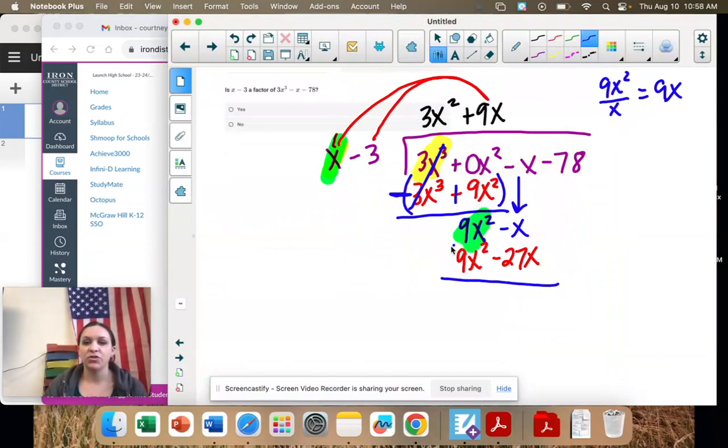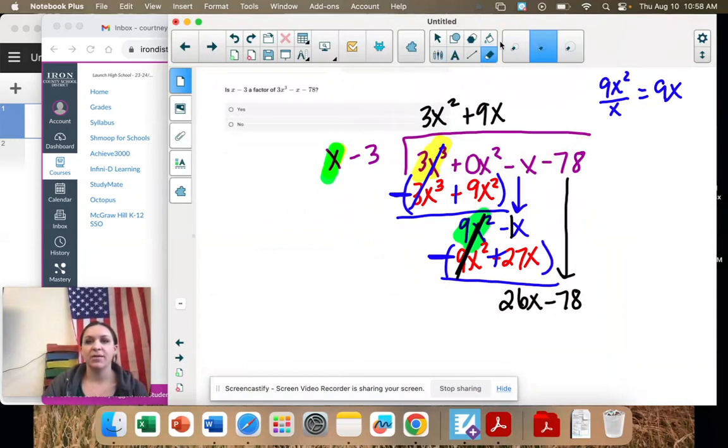So when we subtract those, what happens to the signs? The 9 becomes negative, but the negative 27 becomes positive. Those cancel out. Negative 1 plus 27 is 26x. And then bring down the negative 78.